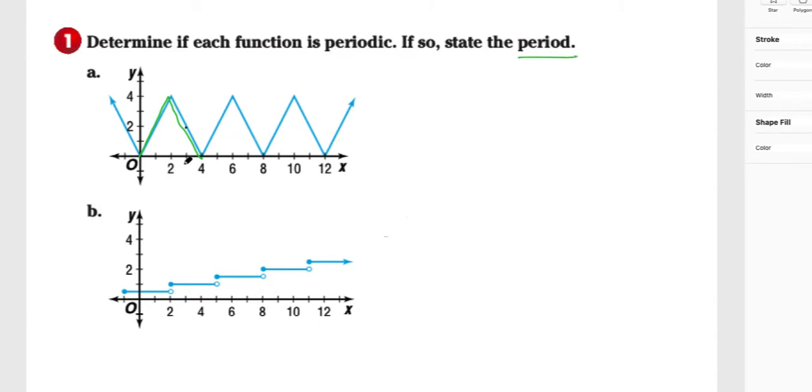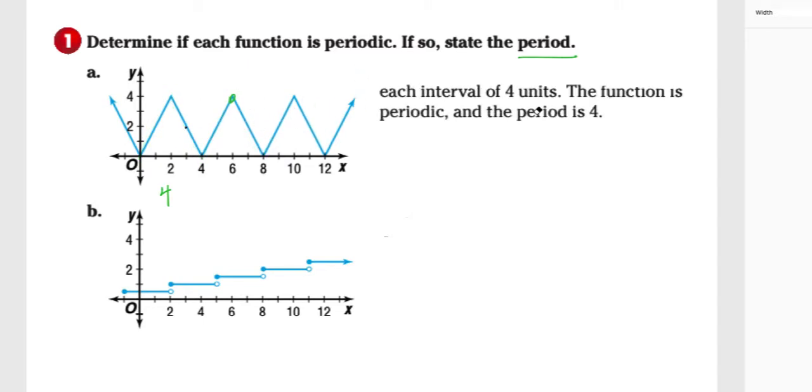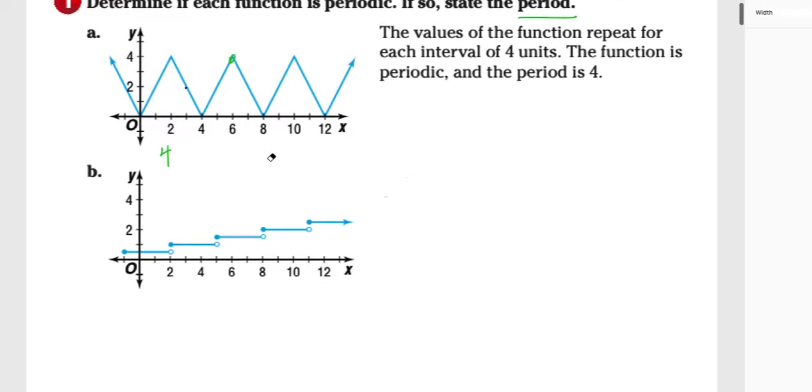And the period in this case is going to be 4, because after 4 units on the x-axis, no matter where we start, we could start here and end up here, add 4 units up, 2 plus 4 is 6, and we're right at the beginning. We could start at 7 and add 4 to that, and we get to 11, and we can see we end up exactly where we started. So this is definitely a period, and the period is 4. Let's go ahead and do that. Each interval is 4 units. The value of the function repeats each interval for 4 units, and the function is periodic, and therefore it's 4.